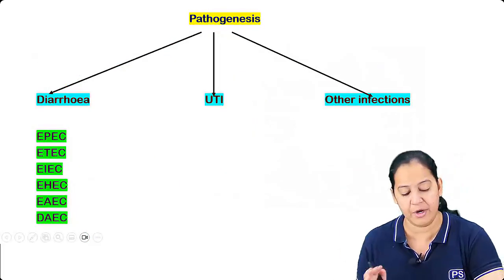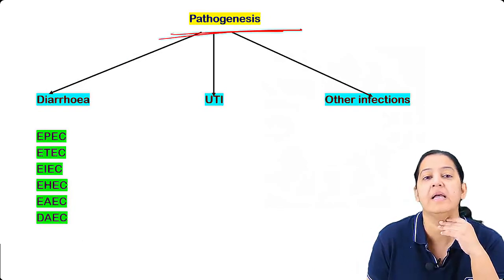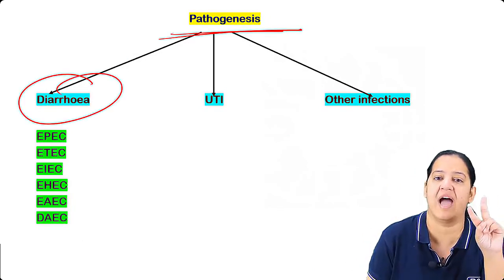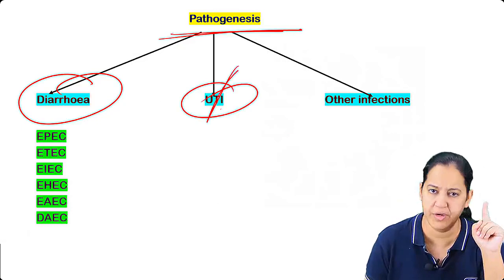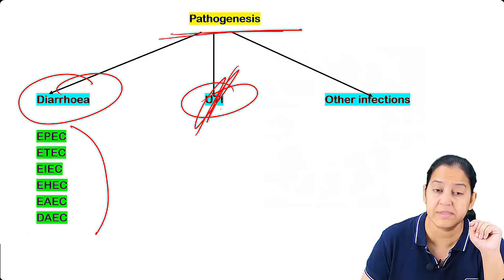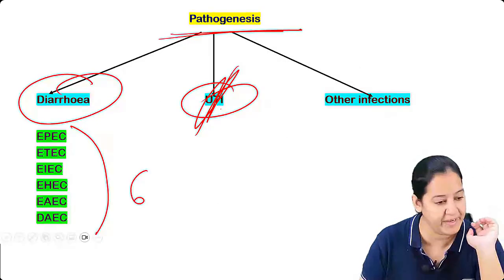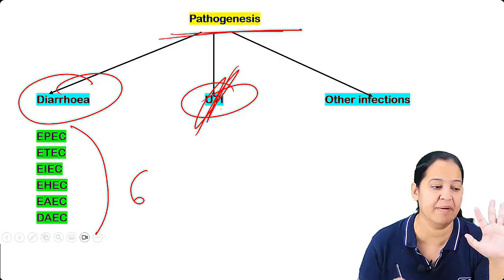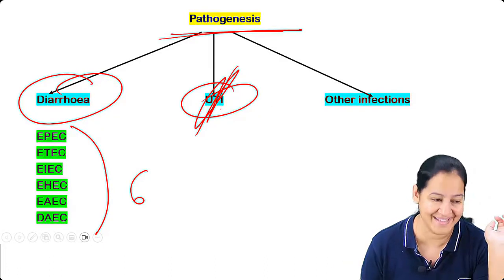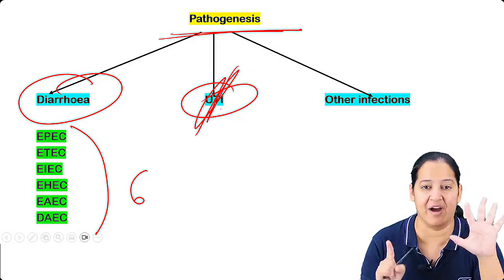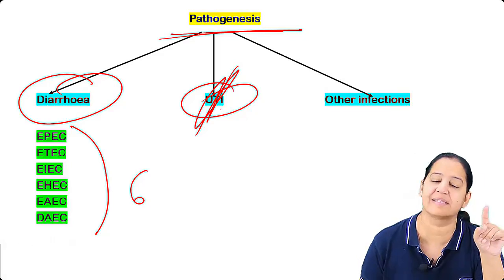Now coming to diseases. E. coli causes what disease? E. coli causes 2 diseases, diarrhea and UTI. Urinary tract infection and diarrhea. E. coli causes 6 types of diarrhea. 6. How many types? 6. See, it's difficult, but I will make it super simple for you. Believe me. Listen. There are 6 types of diarrhea caused by E. coli. All the 6 are diarrhea only.